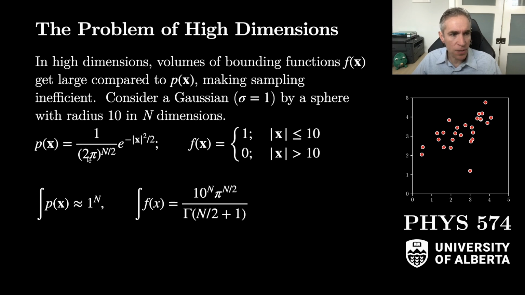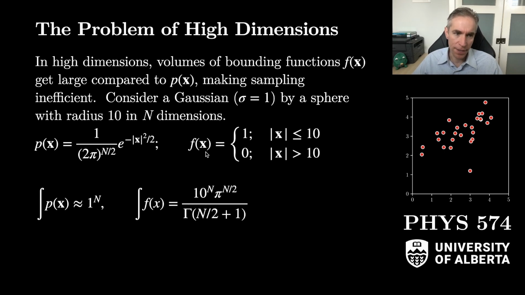And in that case, we have a PDF for this Gaussian that is 1 over (2 pi) to the n over 2, where n is the dimension, times e to the minus magnitude of x squared over 2. So x is the vector from the origin, in this case, in high dimension. And so that gives us this nice PDF. And we're cheating because we know what the integral of this PDF is in high dimension. You integrate it and you get 1 to the n, which is about 1 for this PDF.